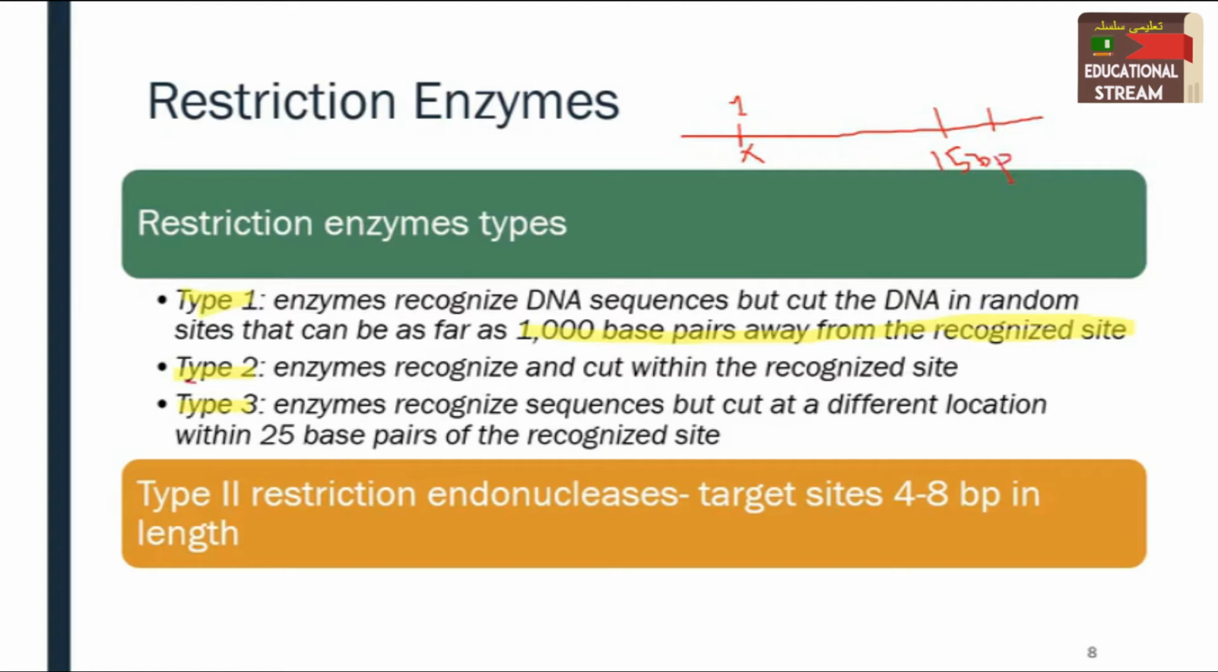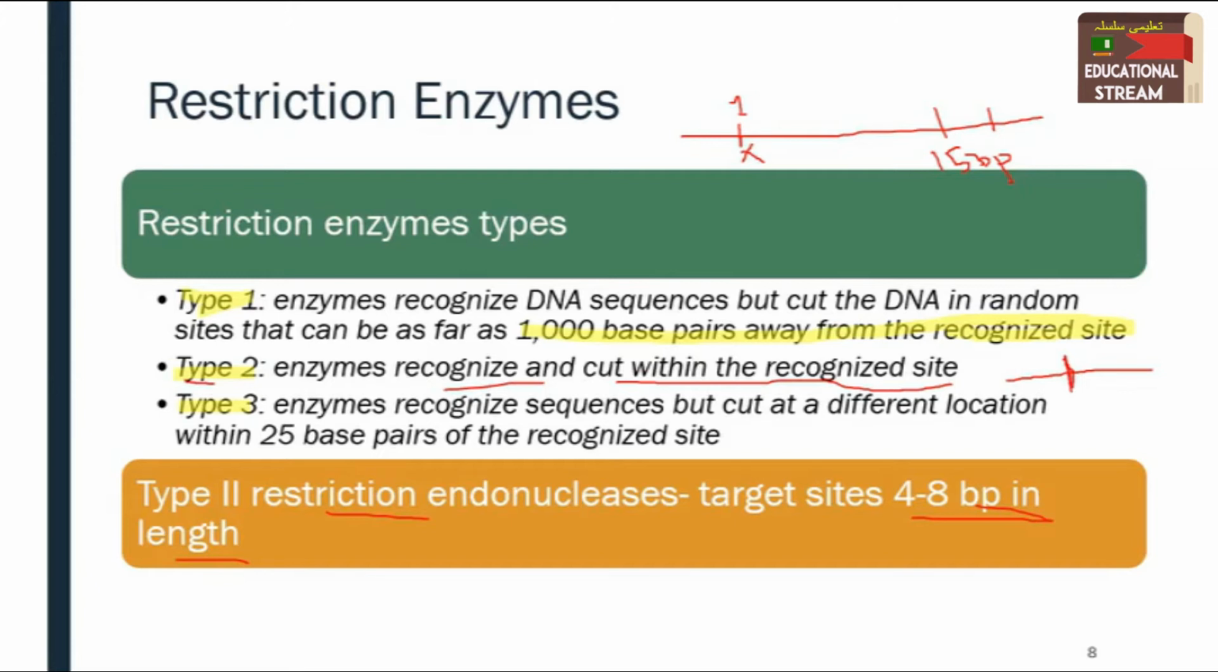Then come type 2 restriction enzymes. Type 2 restriction enzymes are remarkably stable, and they induce cleavage either within or outside the recognition sequence, but mostly they recognize and cut within the recognized site. So this is an example of type 2: it will recognize this sequence and also make a cut within it, and the sequences are mostly 4 to 8 base pairs. These type 2 restriction enzymes are used in biotechnology, and we use them for cloning purposes.